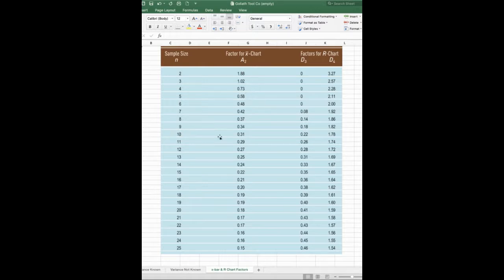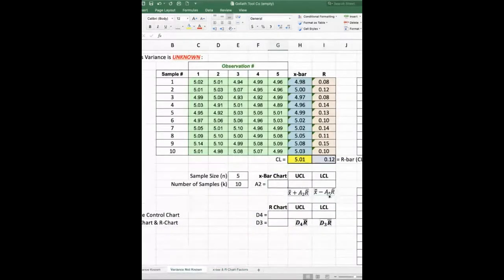And so our value for A2 is 0.58. It's not 0.31. So again, this is where we need to be sure to differentiate the number of samples from the sample size. And again, in our case, the sample size is 5. The value of A2 is 0.58. And so we're going to use that in our computations, 0.58. And then we're going to calculate in this cell the value of the upper control limit, which is 5.01 plus A2 times R bar. It's this value, which is our center line, plus our value of A2 times our value of R bar.